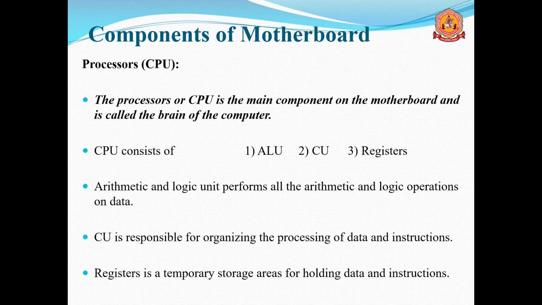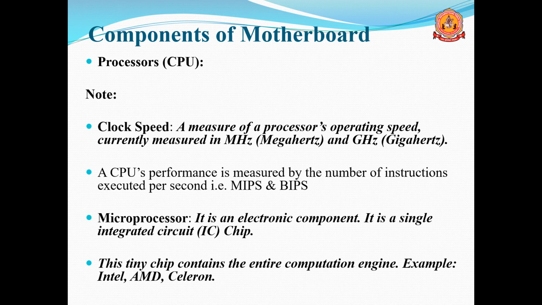Next, if you take the CPU, one main term is clock speed. You have to note the clock speed. Clock speed is a measure of the processor's operating speed. It is a measurement of the operating speed of the CPU. You can measure the speed of the CPU using the clock speed in megahertz or also gigahertz.